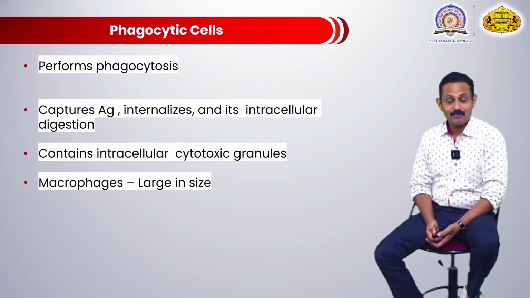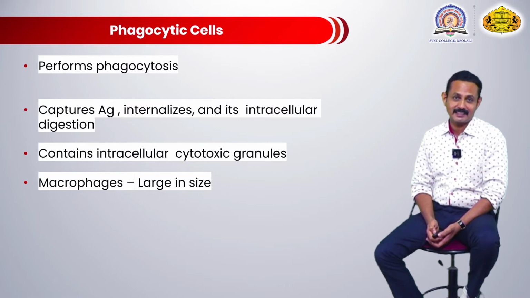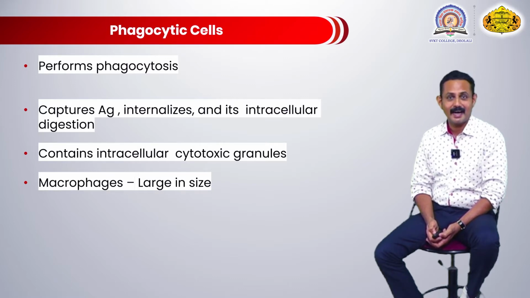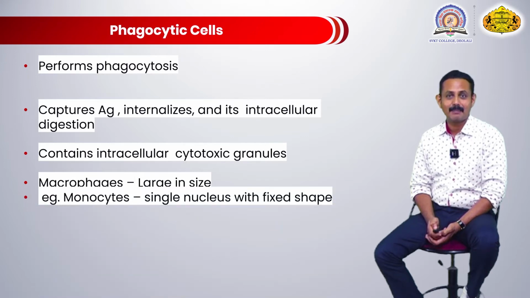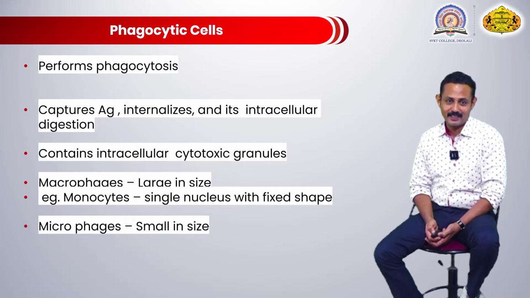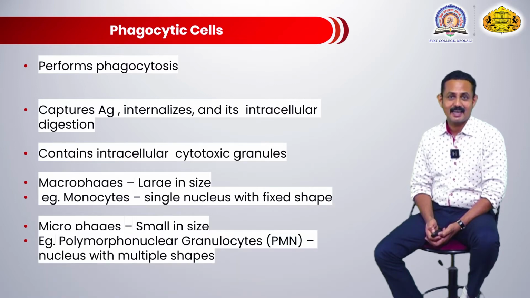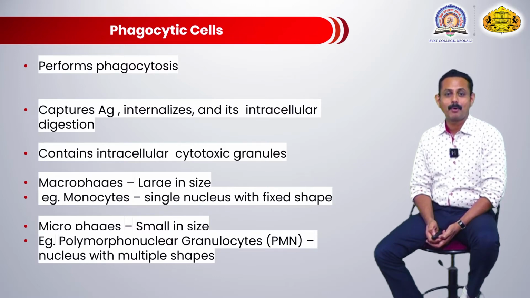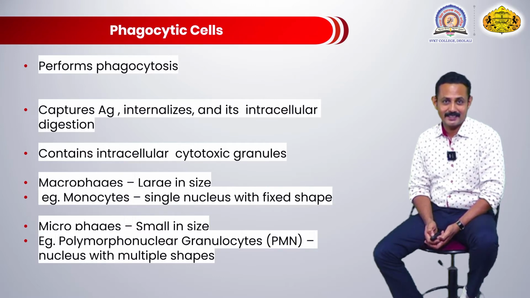Among the phagocytic cells, one is called a macrophage, which is large in size. Macro means large, and another example of a macrophage is the monocyte. Monocyte means it has a single nucleus with a fixed shape. The other is called a microphage. Micro means small in size, and these cells have multiple shapes of nucleus. That's why they are called polymorphonuclear granulocytes.